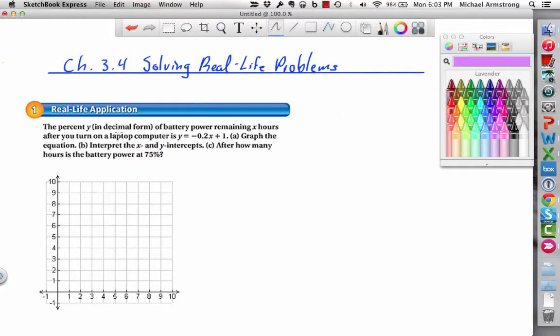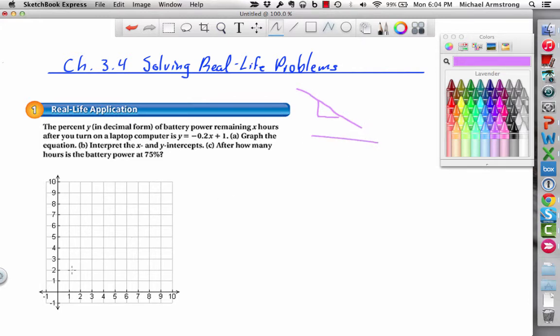The percent y, in decimal form, of battery power remaining x hours after you turn on a laptop computer is this formula. So they're just saying that you turn on your laptop and it's not plugged in, or you turn on your iPad and it's not plugged in, and the battery power, the percentage of life, goes down. If it goes down, you can tell immediately that it's going to be what's called a negative slope. Something that's going down is rising in a negative direction and running in a positive direction. And that's just the slope. The battery power is going to go down as time goes by.